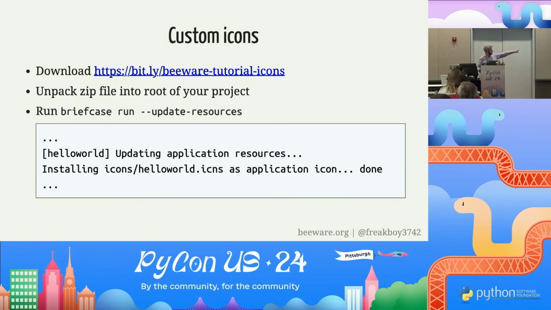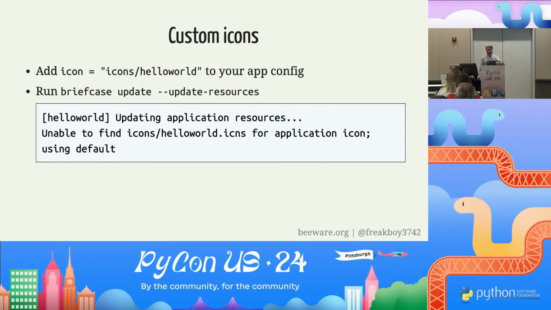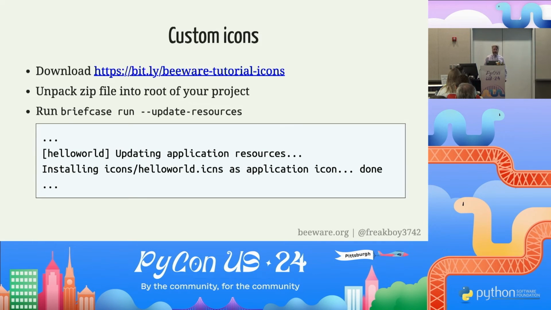If you run those steps, you put icon equals icons/hello-world in your app config, and then run briefcase run --update-resources, then you should see your application start up, and the icon that pops up for your application is now a little blue background with a green snake rather than the little grey bee that we've been seeing up to this point. All right, so try that one out.